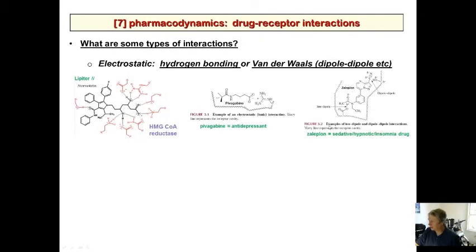Zaleplon is an example of an ion-dipole or a dipole-dipole interaction. Ion-dipole in this case is like an ion, which would be like a glutamic acid or an aspartic acid. It's negatively charged, and it's interacting with the delta positive or delta negative part of the drug. So negative talks to delta positive, and that's a type of drug interaction in an active site, right? Negative, delta positive. And this is a sedative, hypnotic, sort of insomnia type drug.